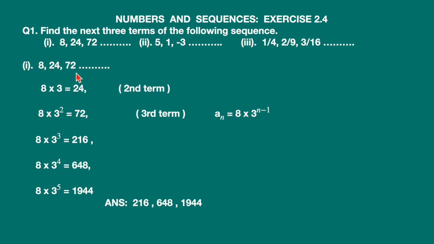So for the next three terms, they have given the first three terms. So the fourth term, fifth term and sixth term will be 216, 648, 1944. Okay. So what you should do in these kinds of sums is look at the pattern and try to write down the general formula. If you look at this pattern, you can easily get the general formula.